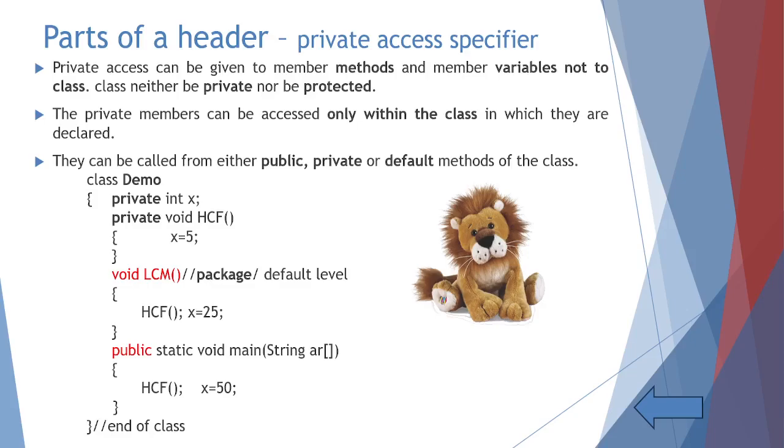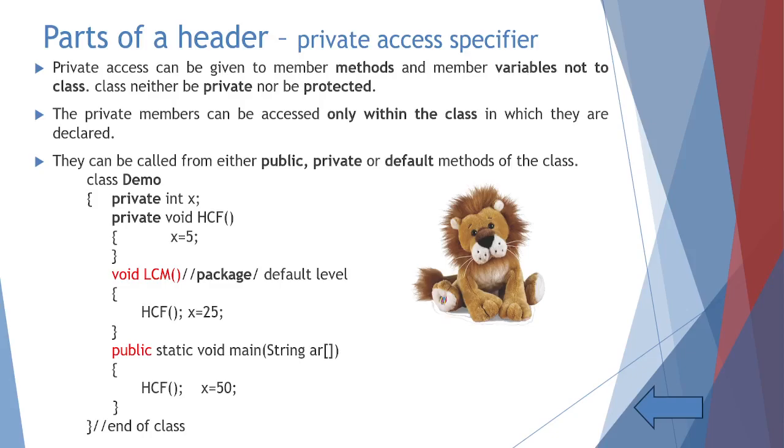And these members can be accessed only within the class in which they are declared. And these private members can be called from either public, private, or default of the same class. For example, class demo is there, in which 2 members are there: private index, that is a member variable, and private void HCF, which is a member method. Now, void LCM and public static void main, 2 more methods are there.